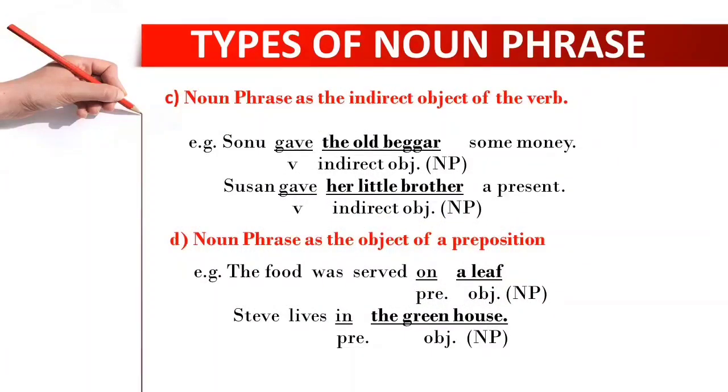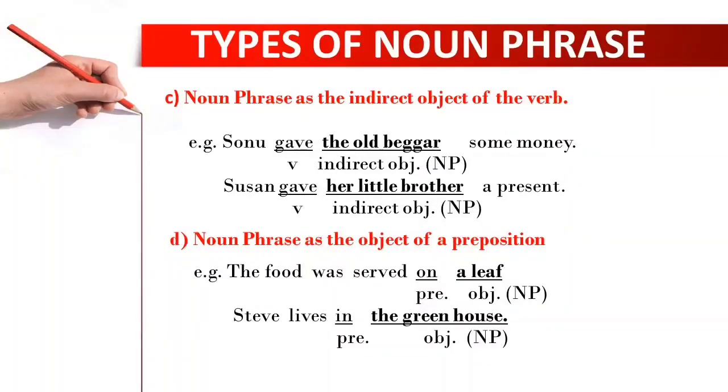Noun phrase as the indirect object of the verb. We get the indirect object of the verb by asking whom to the verb. For example, Sonu gave the old beggar some money. When we ask the question, to whom did Sonu give some money, the answer is the old beggar. Here, the old beggar is noun phrase and it acts as the indirect object of the verb gave.